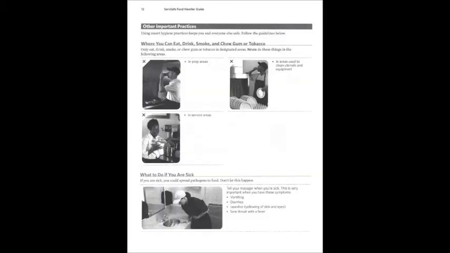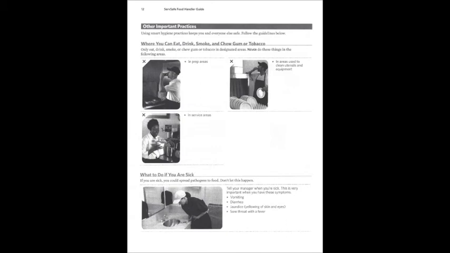Other important practices. Using smart hygiene practices keeps you and everyone else safe. Follow the guidelines below. Where you can eat, drink, smoke, and chew gum or tobacco: only eat, drink, smoke, or chew gum or tobacco in designated areas. Never do these things in prep areas, in service areas, or in areas used to clean utensils and equipment.